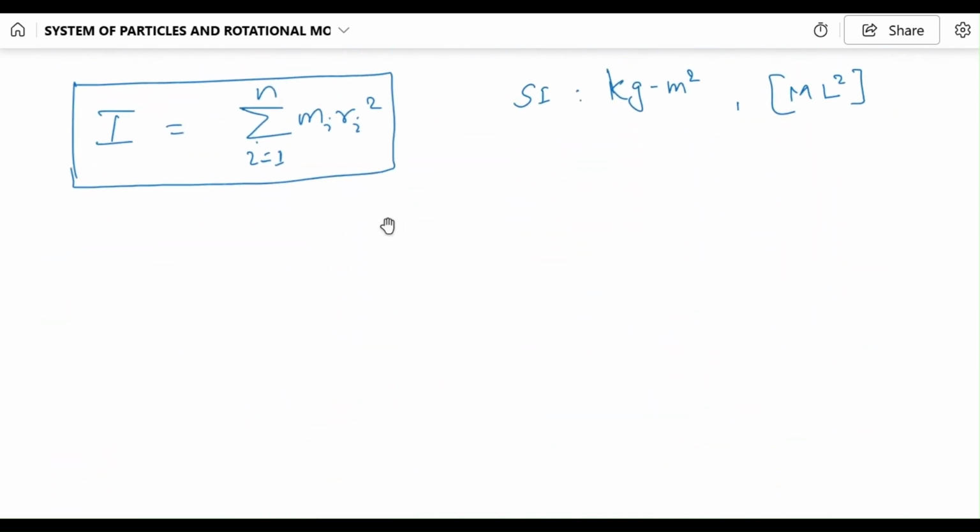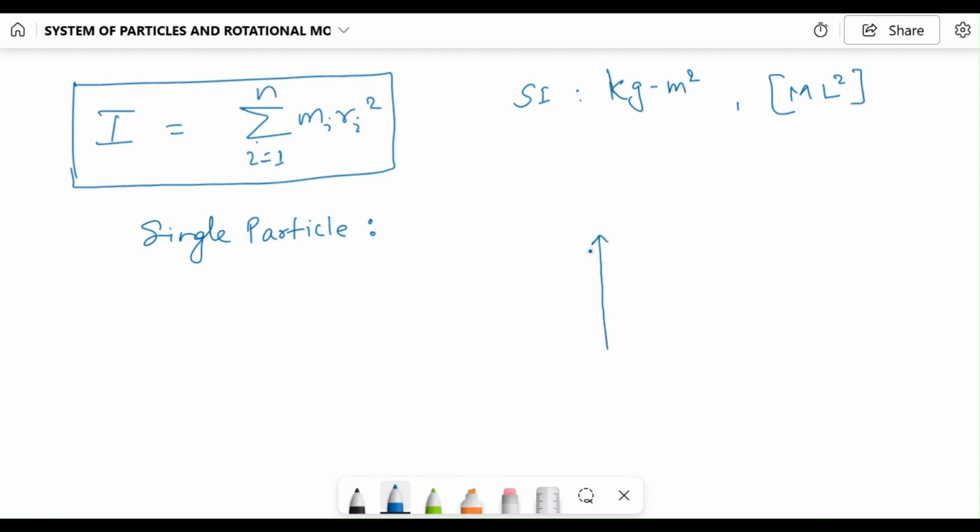So this is for a system of particles where there are n number of particles. Let us start from a single particle. I'm writing here for a single particle. Now we are going to obtain the moment of inertia for different systems, starting from the very basic. Let's say this is the axis of rotation, and about this there is a particle of mass small m, and its perpendicular distance is small r. It is moving on a circular path of radius r. So its moment of inertia about this axis will be mass times r square.